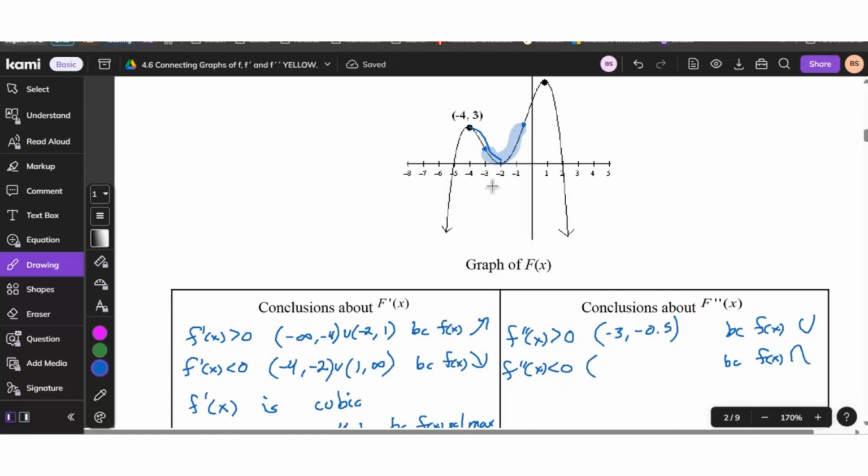And I already heard somebody say one of them, it was negative infinity to -3. And Sophia, what's the other one? Where else is it concave down? It's concave down from negative, like 0. Negative 0.5 is what we said, yeah. To where? To infinity, no. To infinity, exactly. All the way to infinity. Amazing.